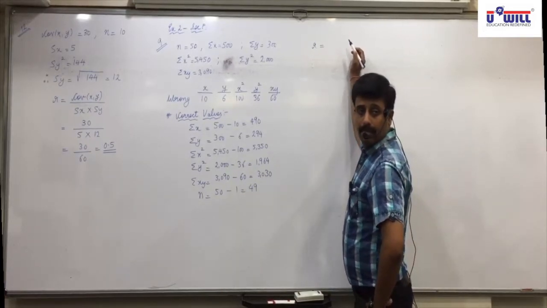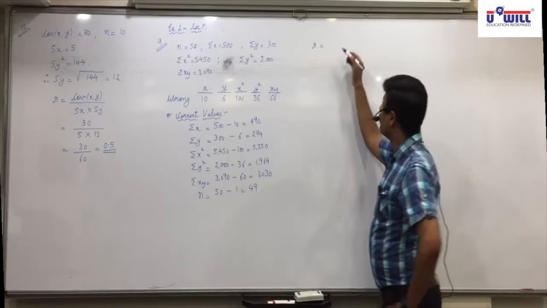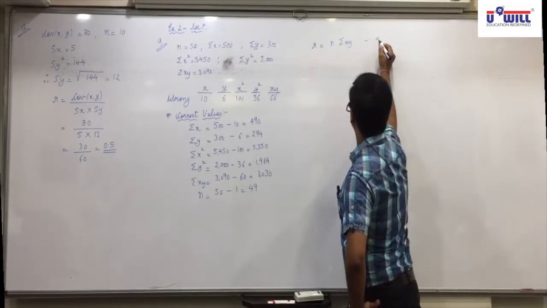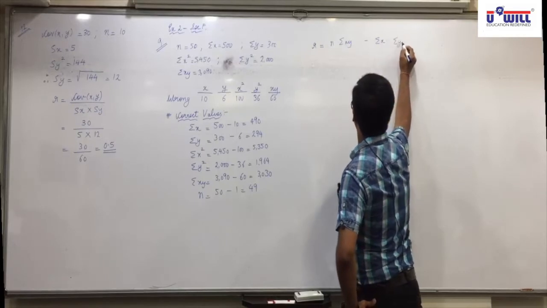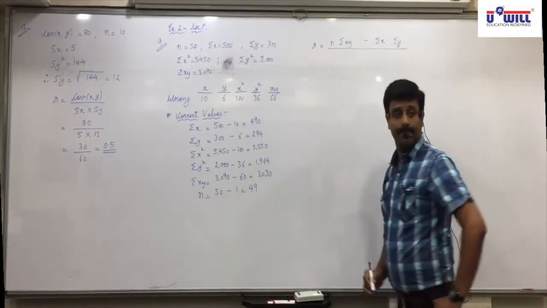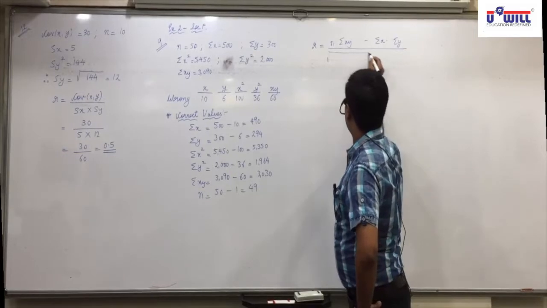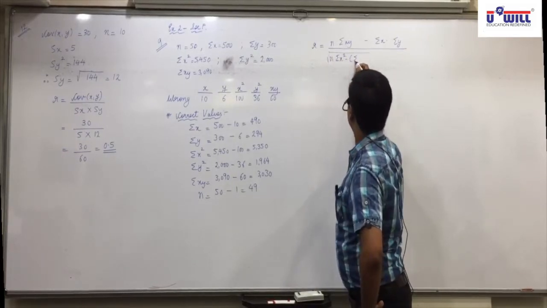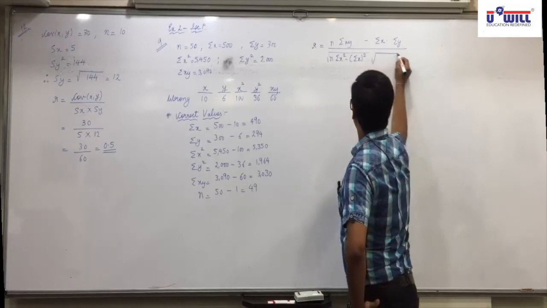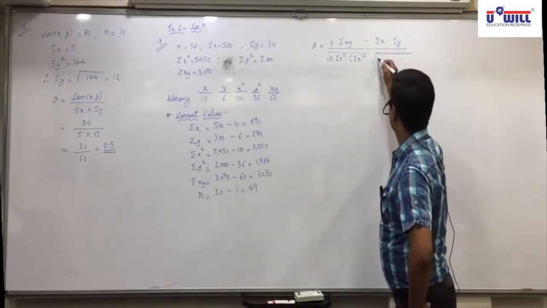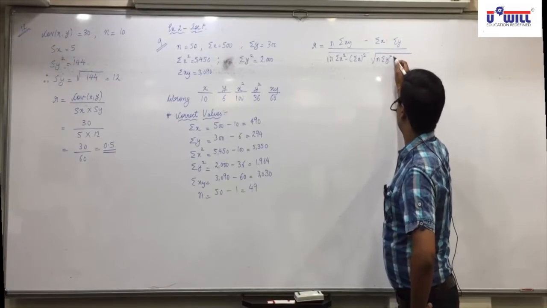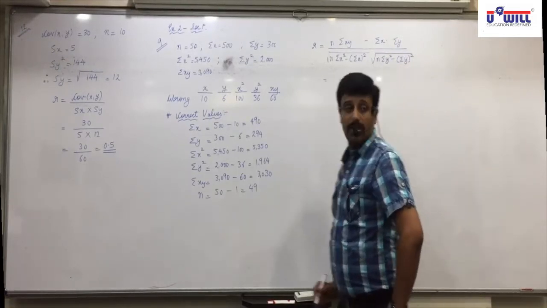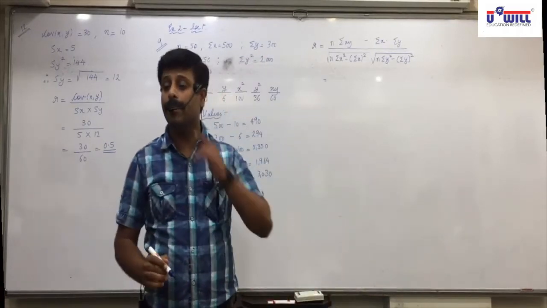Okay. Now fourth formula. We start with n sigma xy minus sigma x into sigma y, upon square root of n sigma x square minus sigma x whole square, into square root of n sigma y square minus sigma y whole square. Is everyone clear with it?